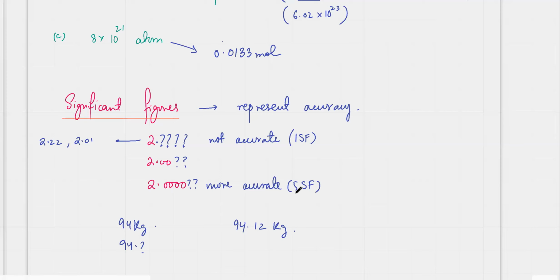So all of these are measurement values. You're measuring mass, you're measuring volume, you're measuring length. So you're measuring a lot of things. Every device has a certain accuracy and they represent accuracy.